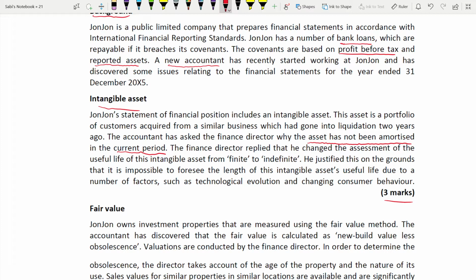Okay. So when you're answering this question, and also when you're reading the case study, definitely read the requirements first. So you know there are 2 things: one is ethical issues, one is accounting issues. So this answer you can use in both ways. You can put this answer in both the places.